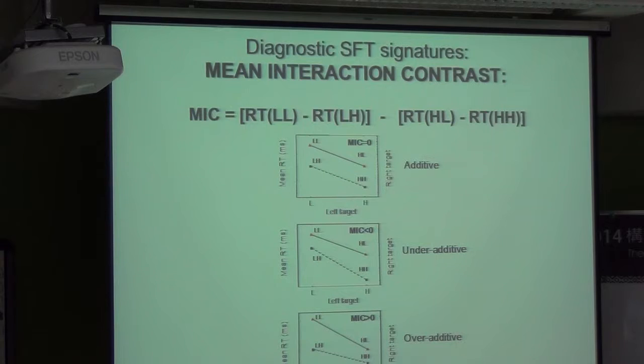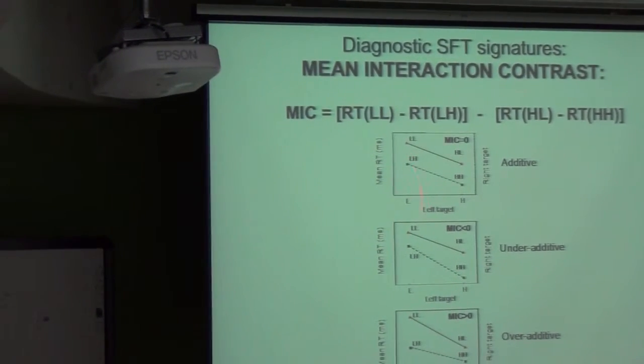To learn about the cognitive structures, factorial technology uses this kind of full factorial design. If you have two factors with two levels, we find this interaction contrast, and it tells you something about properties of processes. So these are different signatures used.